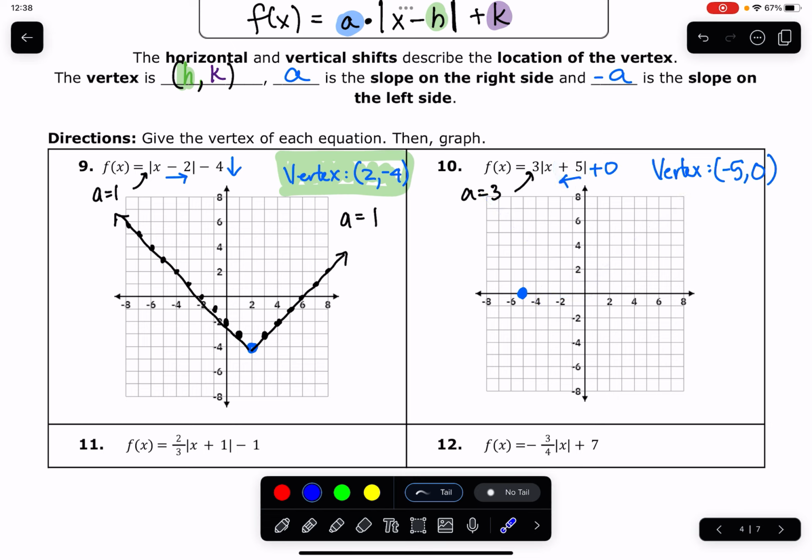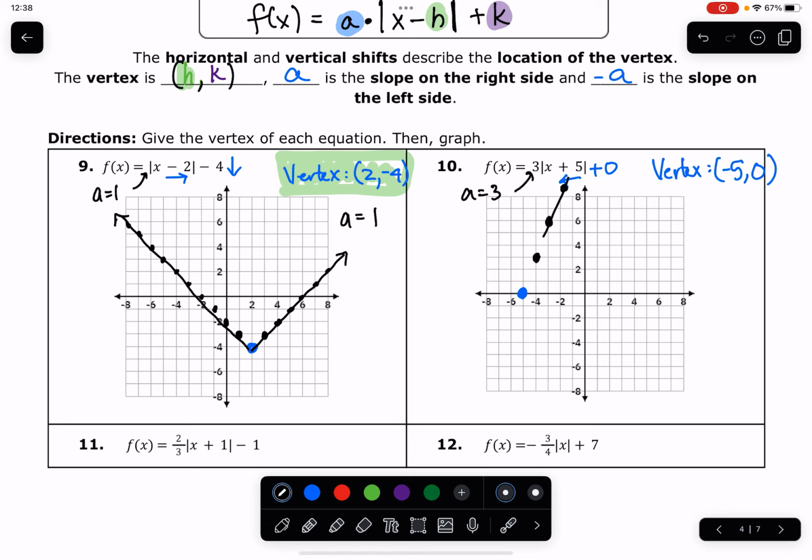Now let's see how the V is going to look, how wide the V is. Well, the width of the V depends on this value of a. Since this value of a is 3, that means that from this vertex, we're going to move up 3 units, 1, 2, 3, over 1. 1, 2, 3, over 1, and 1, 2, 3, over 1. So the right side of the V is going to look like this.